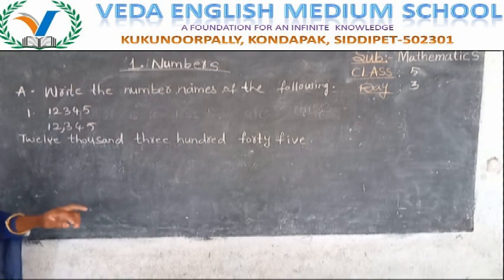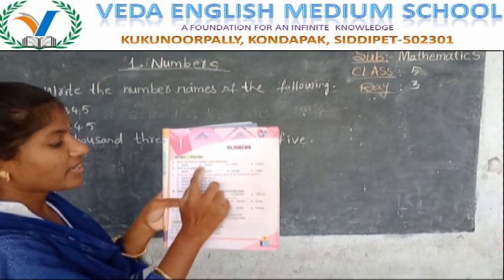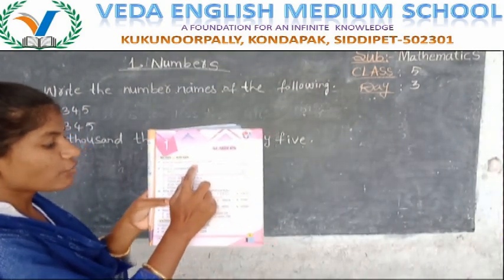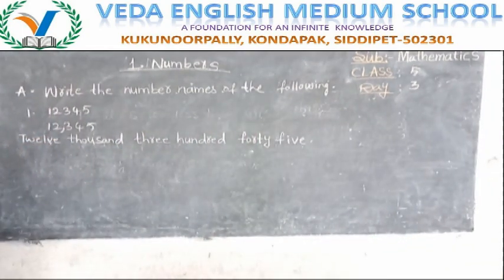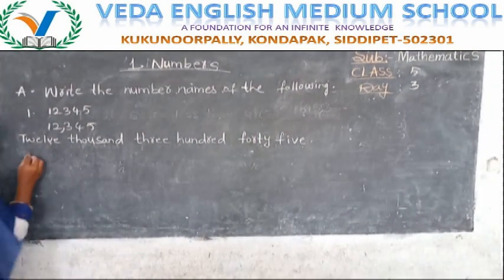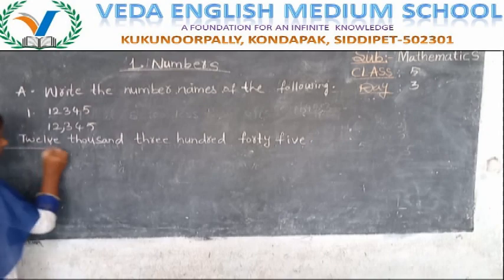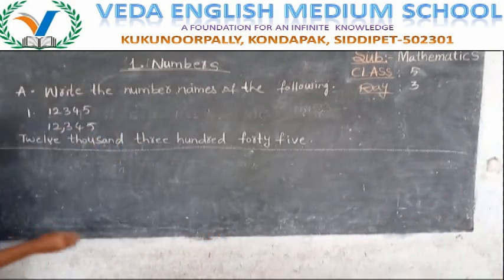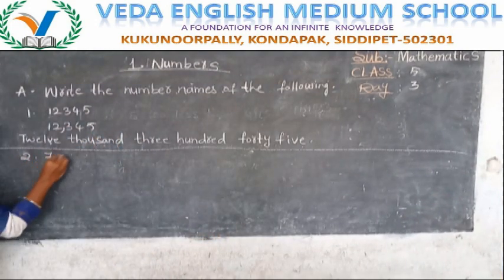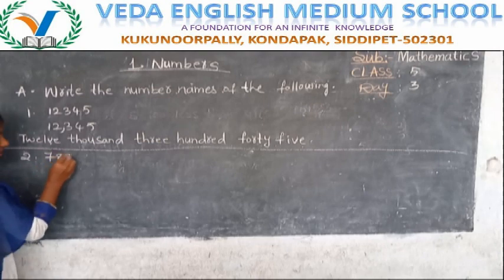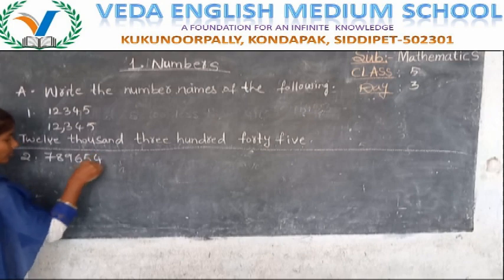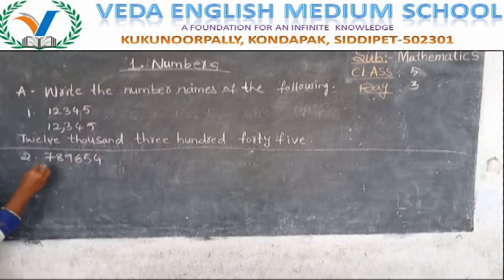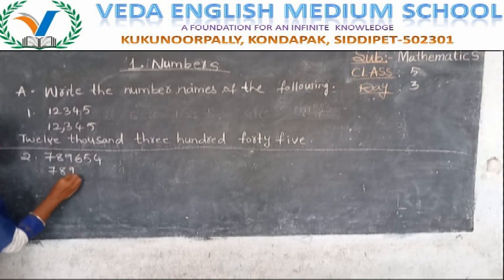Now see the next number. What is the next number, Nana? 789654. Second one. First one has completed. Draw the line like this. Now 7 8 9 6 5 4. Same like the first one. First of all you have to copy that number as it is. Now we have to write this number in words.